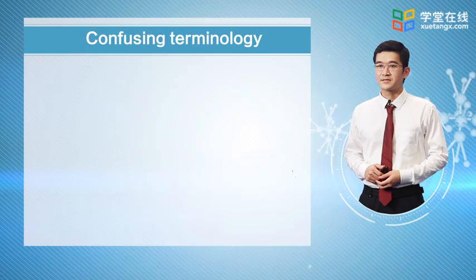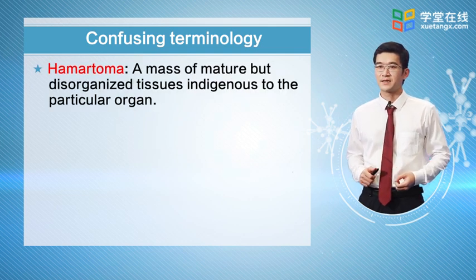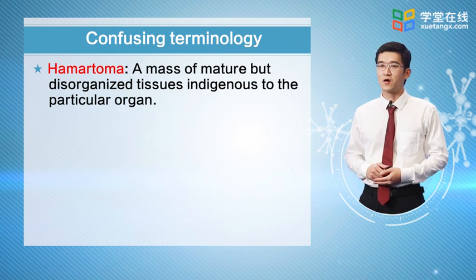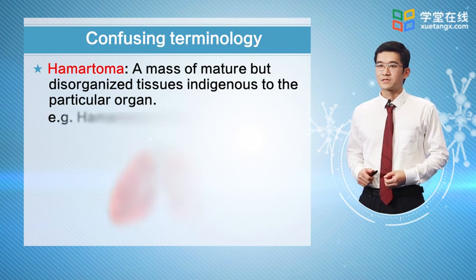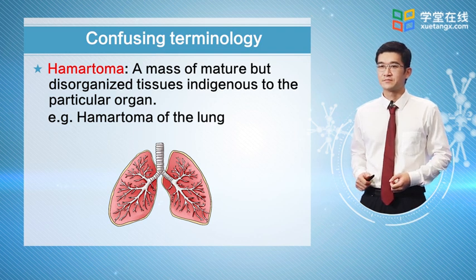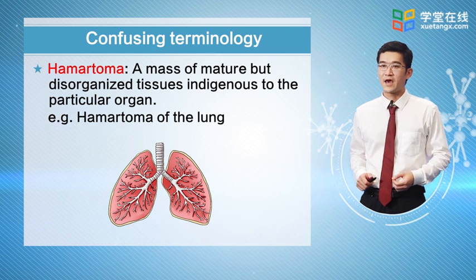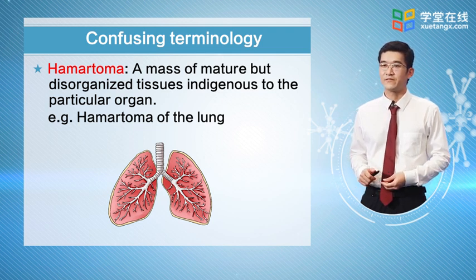There are other instances of confusing terminology. Hamartoma is a mass of mature but disorganized tissues indigenous to the particular organ. For example, hamartoma of the lung consists of mature cartilage, smooth muscle, and epithelium. Thus, all mature differentiated tissue elements which comprise the bronchus are present, but are jumbled up as a mass. Hamartomas have traditionally been considered developmental malformations, but some genetic studies have shown the presence of acquired translocations, suggesting a neoplastic origin.